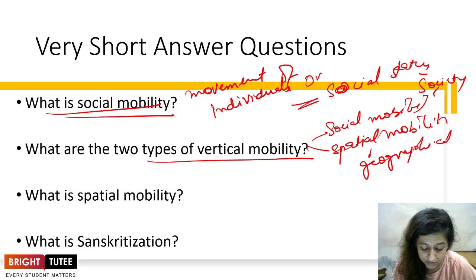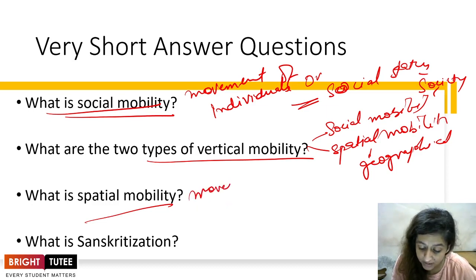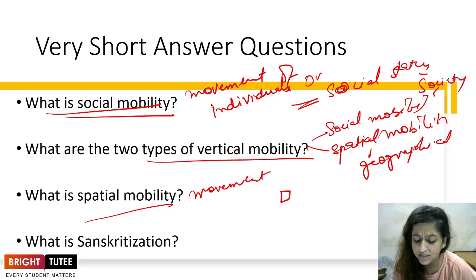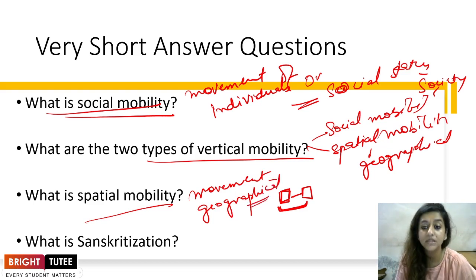Moving to the next question, what is spatial mobility? We have talked about it. It refers to the movement from one place to another. Like I talked about, even if it is that small, keeping a chair from this position to here, you can see the distance covered. You can have a geographical aspect to this kind of movement, and that is what is termed as the spatial mobility.